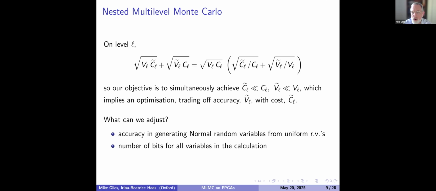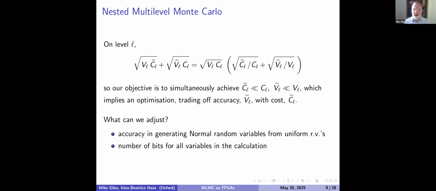And what that shows us is that we have a trade-off here. We want a small VL tilde, we want a small CL tilde. Getting more accuracy would naturally come with a higher cost. So we're looking for a sweet spot in the middle, which gives us a low variance and a low cost.